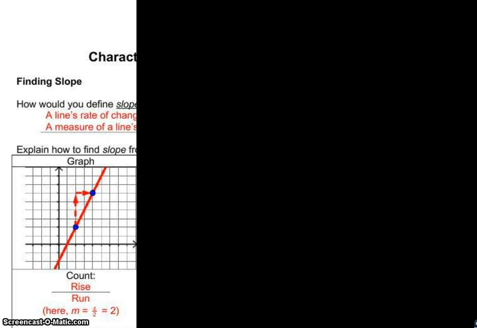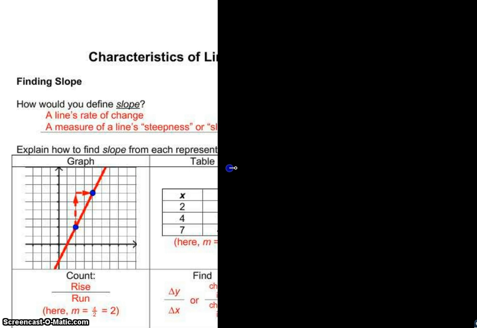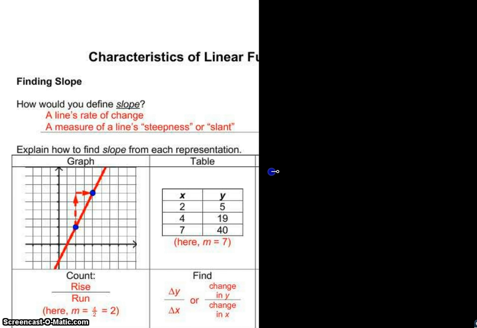The next example is a table. Here is where we'd use the change in y over the change in x. So here, if I do the difference from 2 to 4, I know that that is 2. And I know from 5 to 19, my difference is 14. So since it's y over x, I would have 14 divided by 2. And that's where I get that the slope is equal to 7.